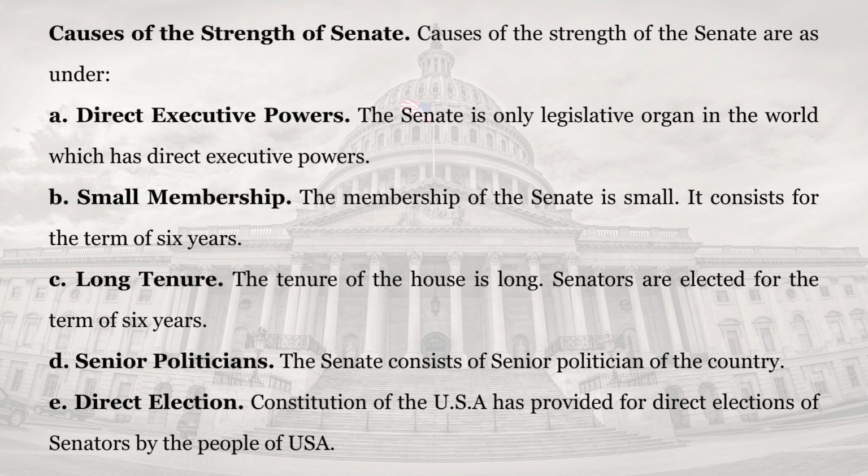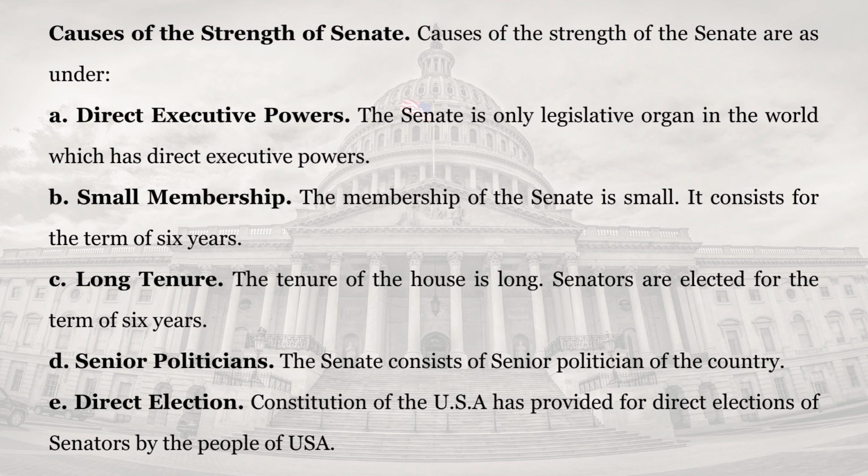Causes of the strength of the Senate. Causes of the strength of the Senate are as under: A. Direct executive powers. The Senate is the only legislative organ in the world which has direct executive powers. B. Small membership. The membership of the Senate is small. C. Long tenure. The tenure of the Senate is long. Senators are elected for the term of 6 years.